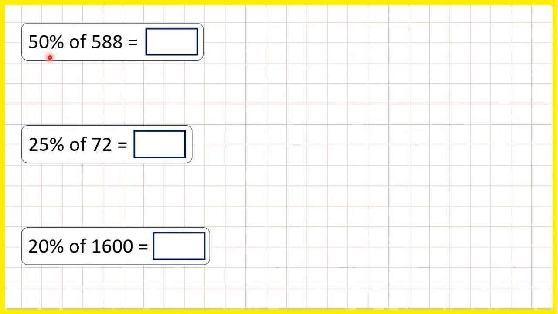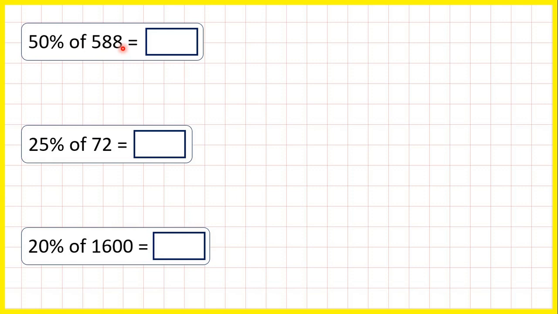Now for these questions, we need to find 50%, 25% and 20% of a number. And we can find these percentages by changing the percentage into a simplified fraction. So first, we need to find 50% of 588.